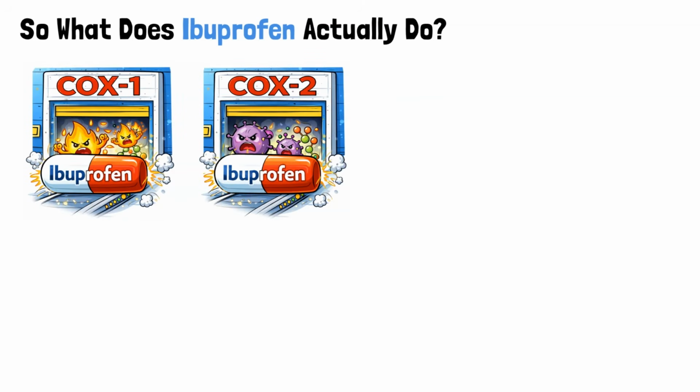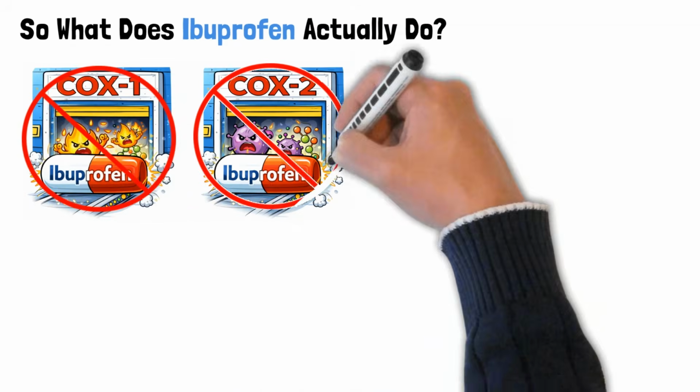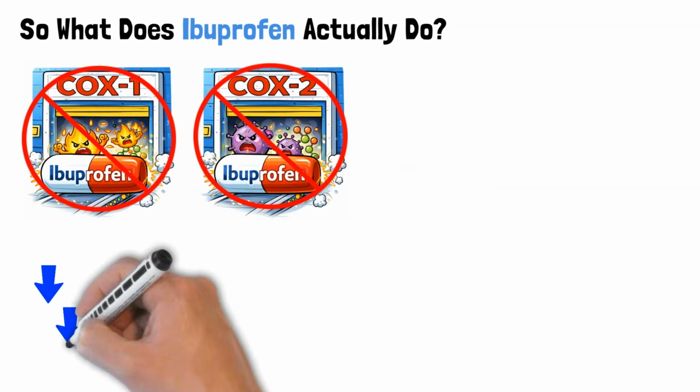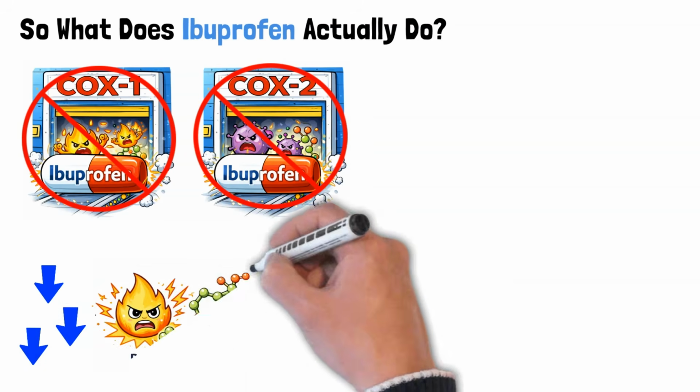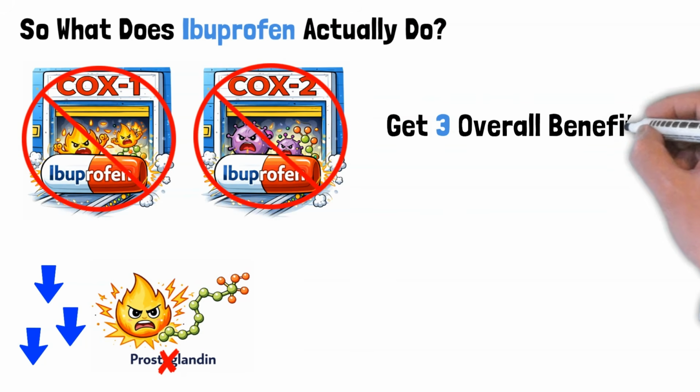So we know ibuprofen blocks COX-1 and COX-2. It's blocking those COX enzymes and preventing the production of prostaglandin. So when we block COX-1 and COX-2, we decrease the amount of prostaglandin being made and some other things like thromboxane.